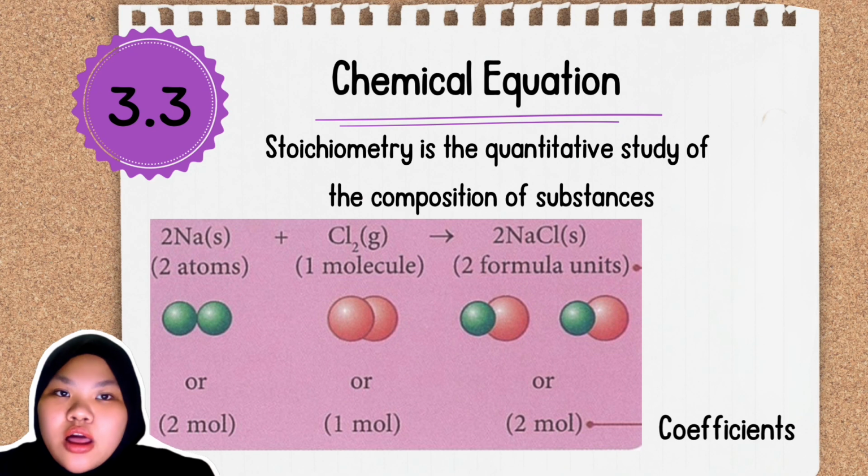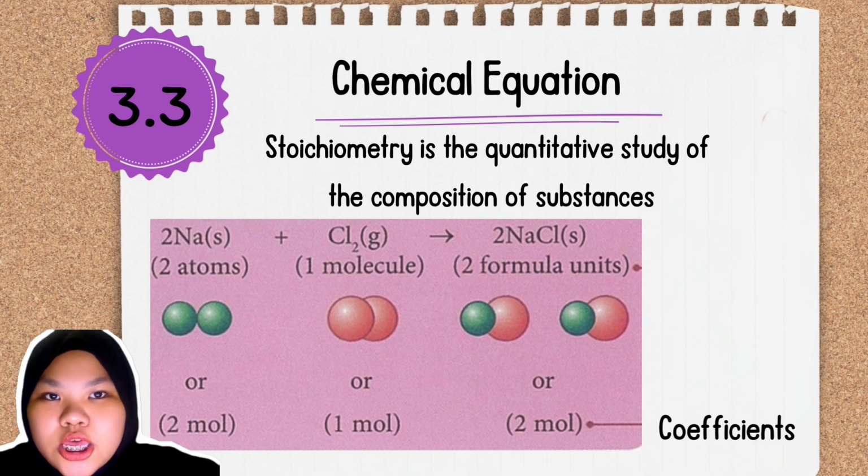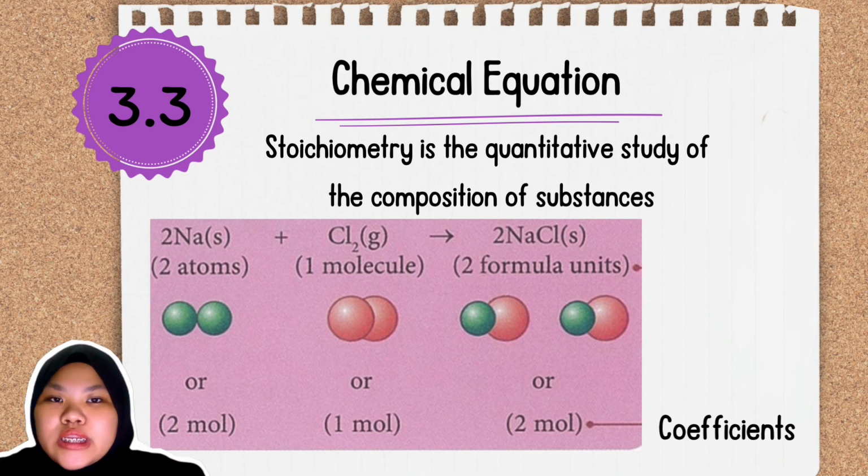Lastly, stoichiometry is the quantitative composition of substances. We can know how many moles are in the substances from the equation. For example, one that I gained from the Chemistry Form 4 textbook, 2Na plus Cl2 shows 2 moles of sodium, Na, and 1 mole of chlorine.